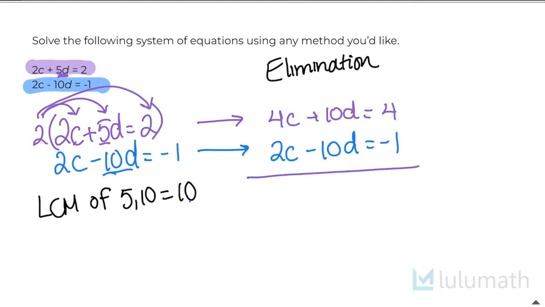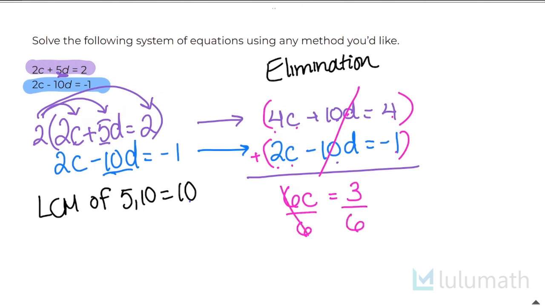So now this plus 10D and this minus 10D are going to cancel each other out because that gives us 0. So now I can just add my two equations together. So 4C plus 2C is equal to 6C. 10D minus 10D is nothing. They cancel each other out. And then 4 and negative 1 together is equal to 3. Divide both sides by 6 to get that C alone, and that ends up giving us 3 over 6.